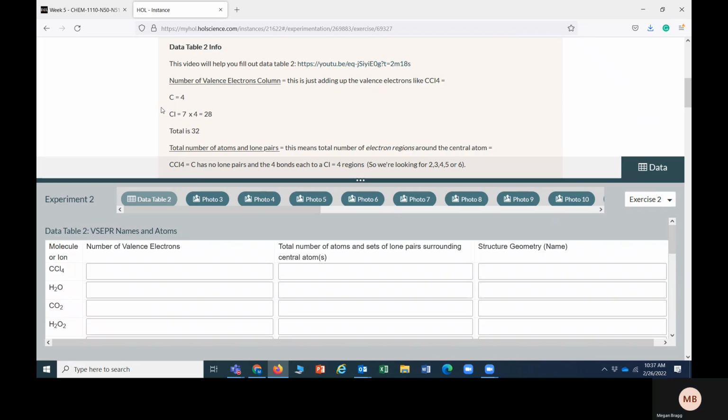So first question is valence electrons. Remember, if you look at the column C is in, it has 4. And then chlorine, its column, it has 7. Notice that there are 4 of them because of the little subscript 4. So that's 28. So when you add them together, you get 32. My recommendation is to go down this column, filling it out first.